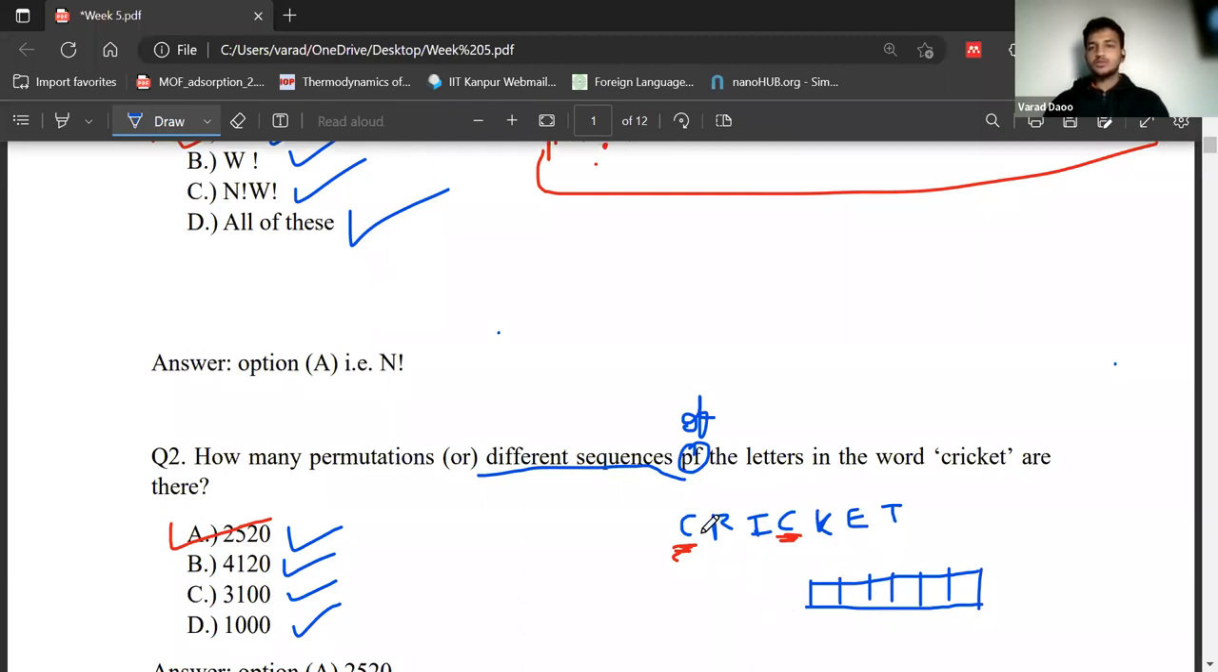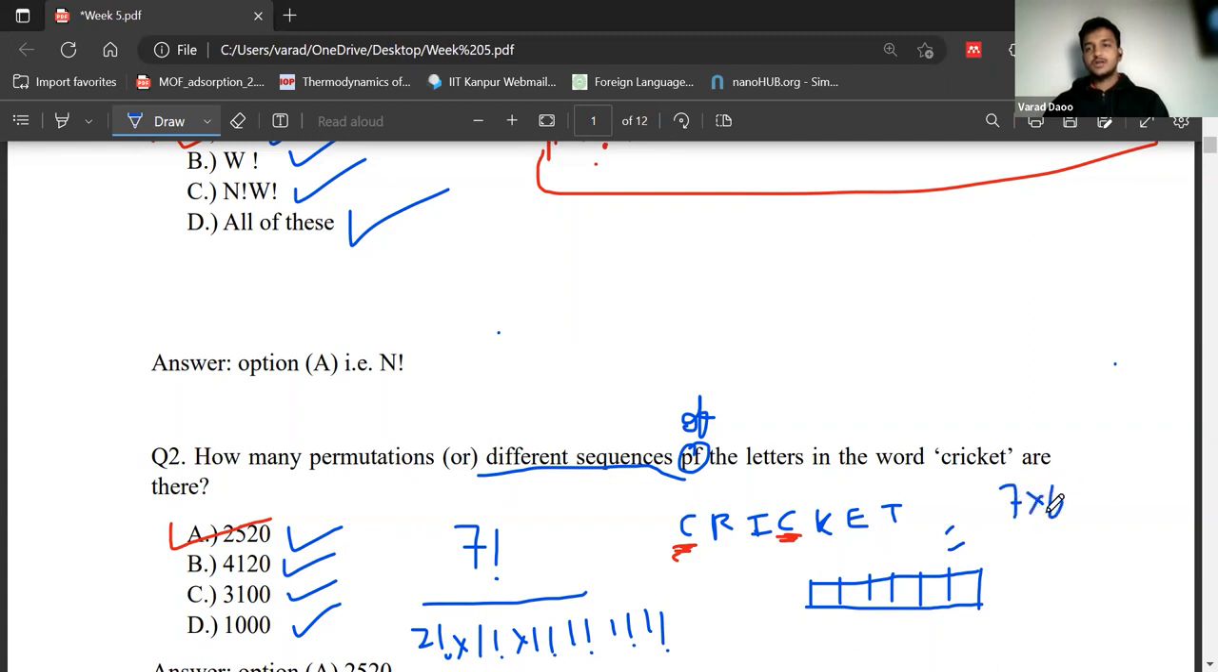So what is the number of ways? The total number of letters will be 1, 2, 3, 4, 5, 6, 7, right? That means 7 factorial divided by, for C, 2 factorial because C is repeated. The rest are not repeated, right? That means multiplied by 1 factorial, multiplied by 1 factorial. This is for R, this is for I, this is for K, this is for E, and this is for T, right? So this means nothing but 7 into 6 into 5 factorial by 2 into 1, right? This is nothing but 21 into 5 factorial.